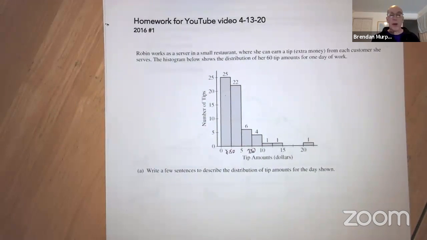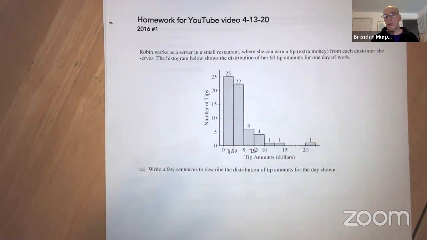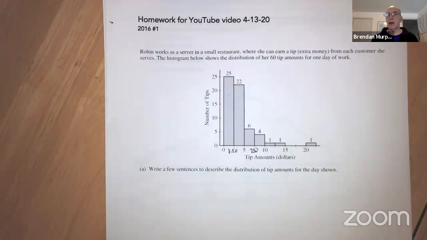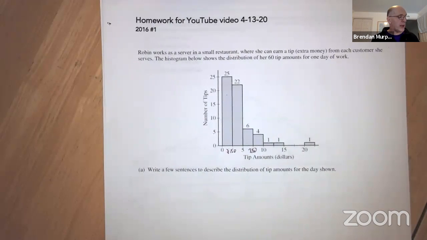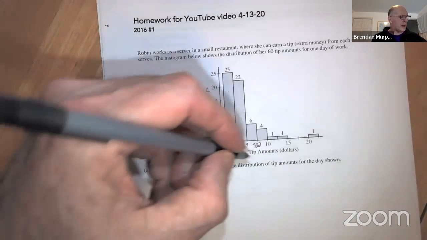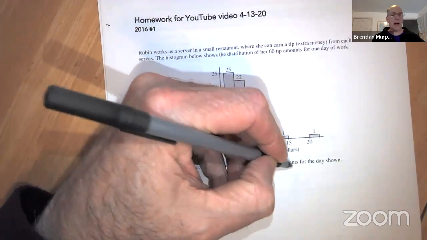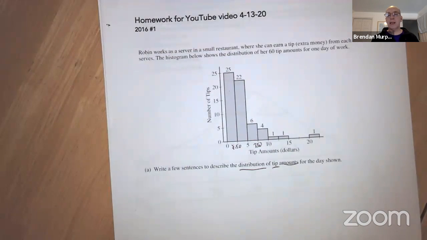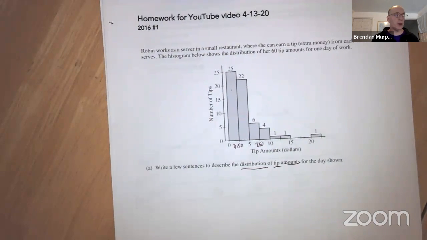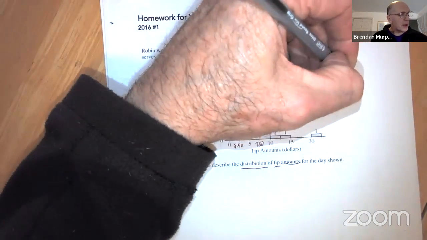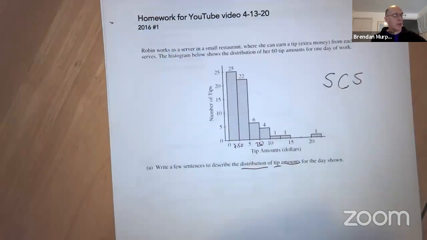So part A, very typical. We've seen this a lot on previous AP exams. Write a few sentences to describe the distribution of tip amounts for the day. So I want distribution and tip amounts. You can underline keywords. You can do pretty much whatever you want. It's your exam. So I'm sure you've all heard shape, center, spread.